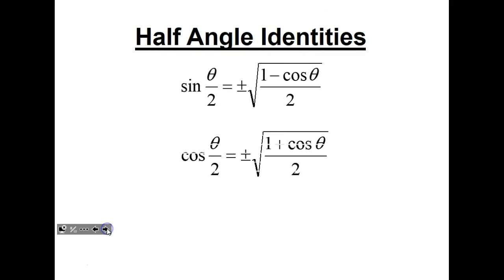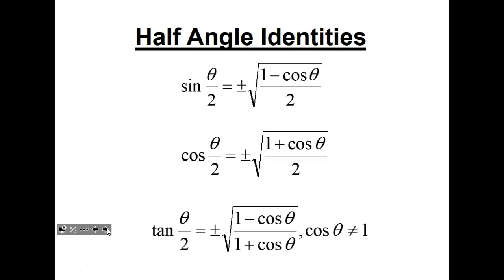Alright, here are our half angle identities. And I will admit, I don't love these, and I don't have them memorized all that well. But we do need to memorize them for the quiz. You are going to need to have them memorized for the test that we will use. So we've got sine of theta over 2 is plus or minus the square root of 1 minus cosine theta over 2. Cosine of theta over 2 is plus or minus the square root of 1 plus cosine theta over 2. And then tangent of theta over 2 equals plus or minus the square root of 1 minus cosine theta over 1 plus cosine theta.